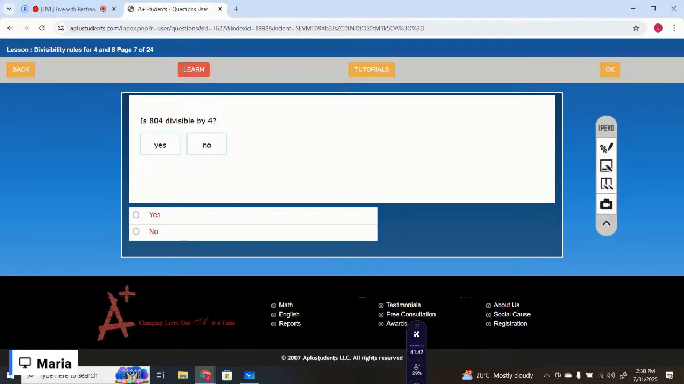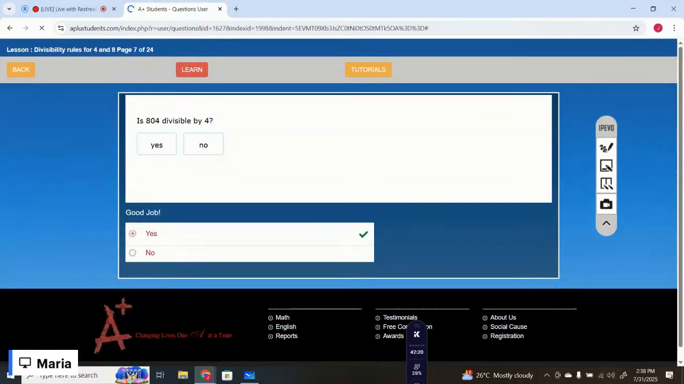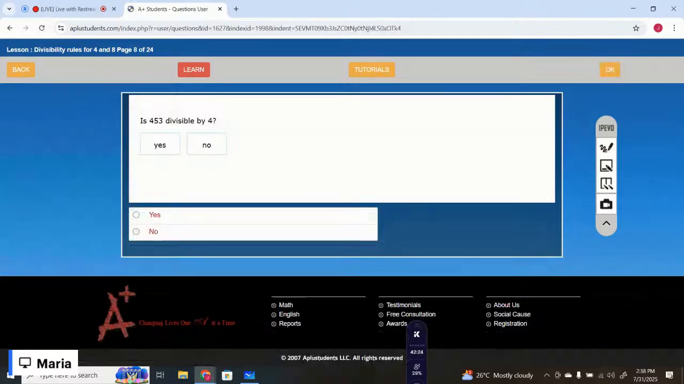Is 804 divisible by 4? The correct option is yes, it is divisible by 4. Option number 1 is the correct option. Is 453 divisible by 4? The correct option is no, that is not divisible by 4.